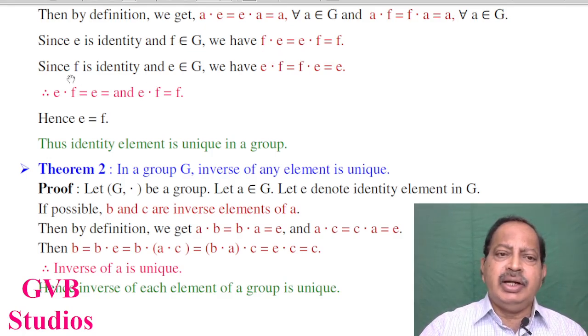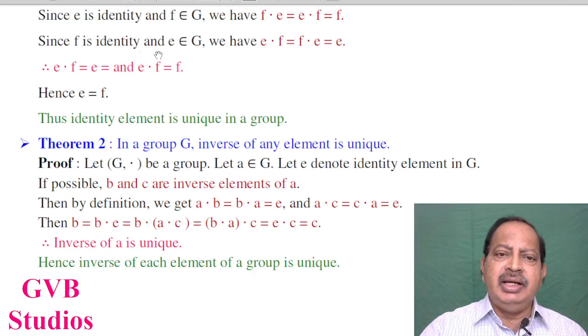And next I use that f is an identity element and e is an element of G. So here we get e · f = f · e = e. We get the same element e. Here see this, e · f = e and here e · f = f. So I will write e · f = e and e · f = f.